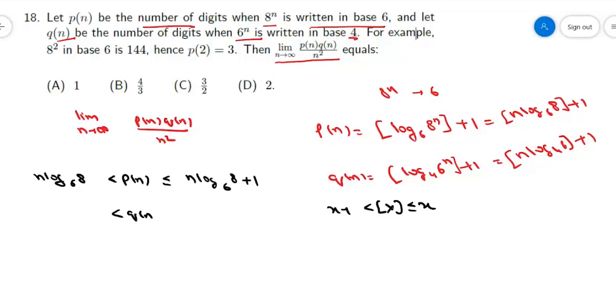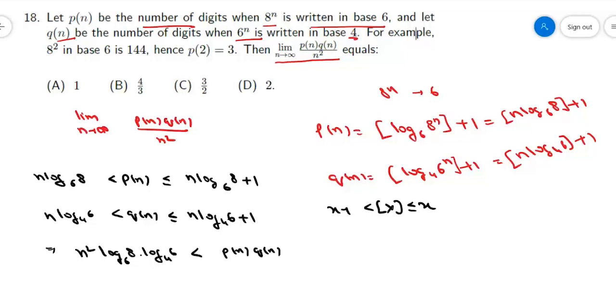In the same way, we can write Qn. So Qn will be less than n log 6 base 4 plus 1, and greater than n log 6 base 4. Now if we multiply them, then we can write it as n square log 8 base 6 into log 6 base 4 is less than Pn into Qn, and it is less than n log 8 base 6 plus 1 into n log 6 base 4 plus 1.